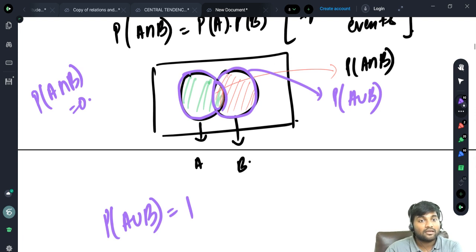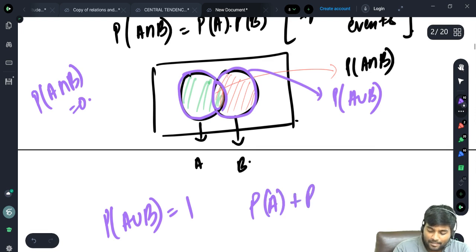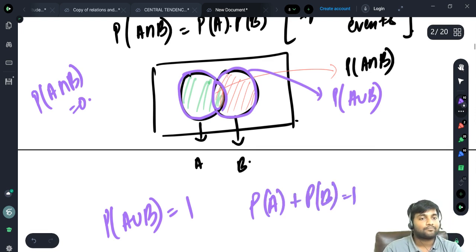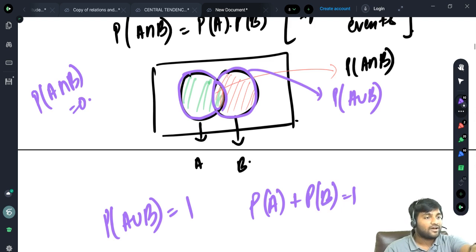And when I say mutually exclusive and exhaustive, this means probability A union B is 1 and P(A) plus P(B) is 1. Clear? Because why? Sanchi, why? Where is A intersection B part? Where is that? Listen carefully. Probability A intersection B is 0. Okay. So probability A intersection B is 0 when we say mutually exclusiveness. Okay?